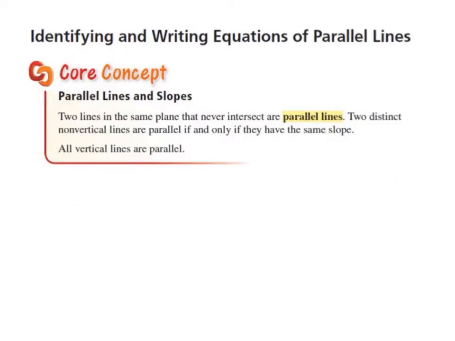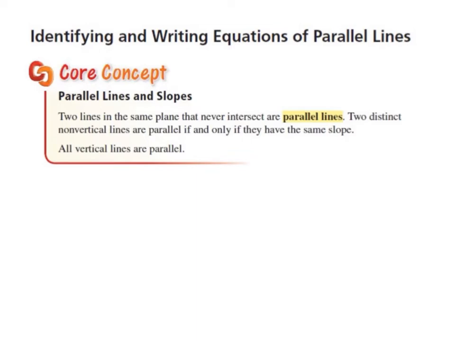If we take a look at identifying and writing equations of parallel lines, it says parallel lines and slopes. Two lines in the same plane that never intersect are called parallel lines. Two distinct non-vertical lines are parallel if and only if they have the same slope. So in order to be parallel, they have to have the same slope, and if they have the same slope, that means they have to be parallel.